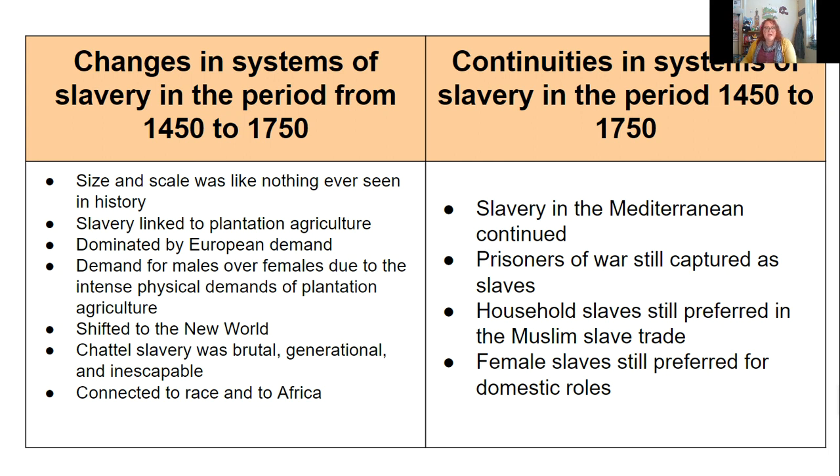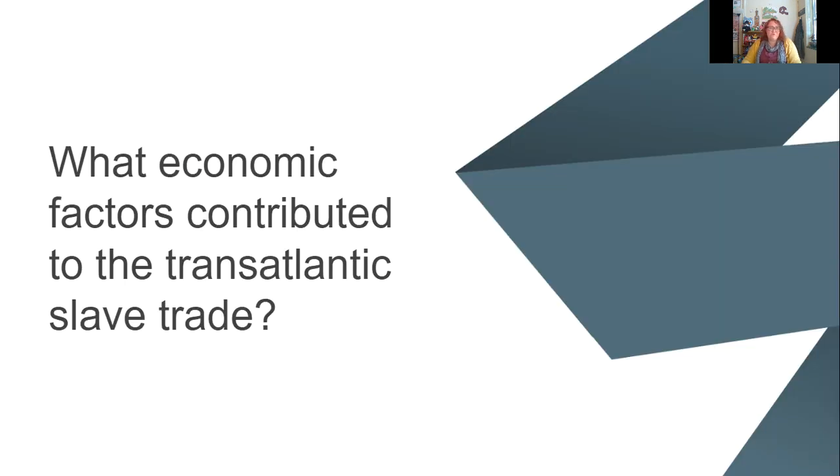Now, the continuities were basically that the system of slavery as a whole was continuing. You also saw prisoners of war that were still being captured and held as slaves. You saw the use of household slaves that were still preferred in many Muslim societies. And then also female slaves were still preferred for domestic roles. And that's pretty much where the continuities end, because the further you dig into chattel slavery and how slavery changed so much in this particular time period, you really start to see more changes than continuities.